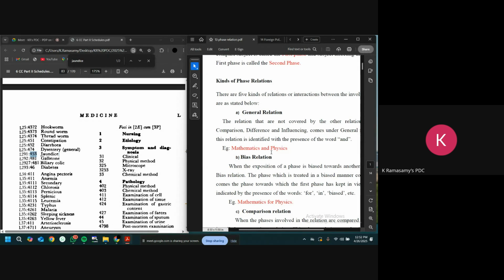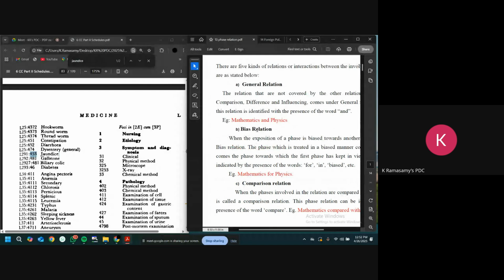General means mathematics and physics. Generally, they study the relation between mathematics and physics. What is a bias? Bias means one subject is studied for another subject: mathematics for physics, mathematics for librarians. Whatever librarians need from mathematics, that alone will be presented to librarians. That's called bias. One subject is abridged, simplified, advanced to meet the needs of another group of users.